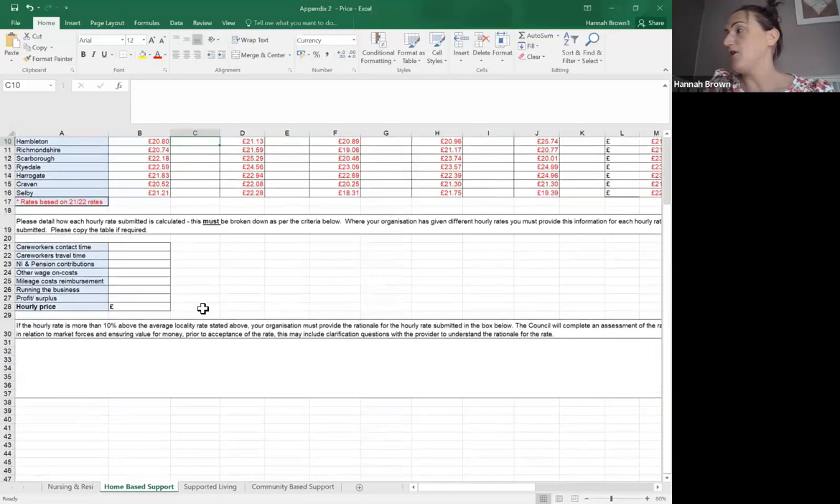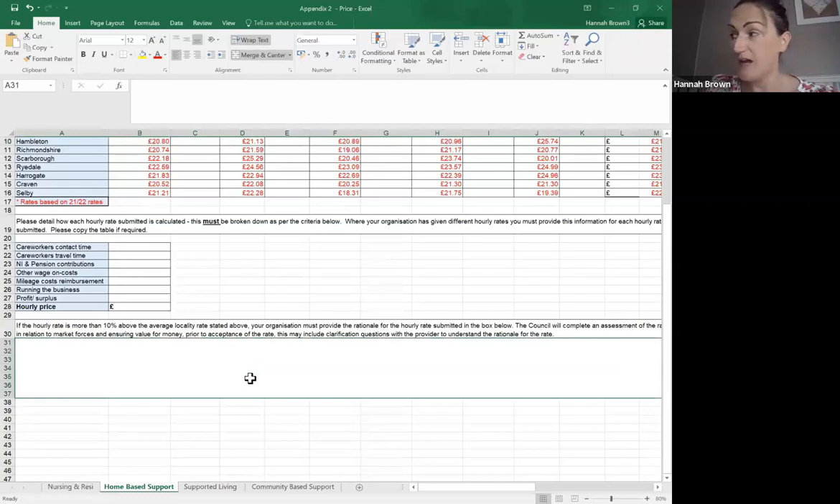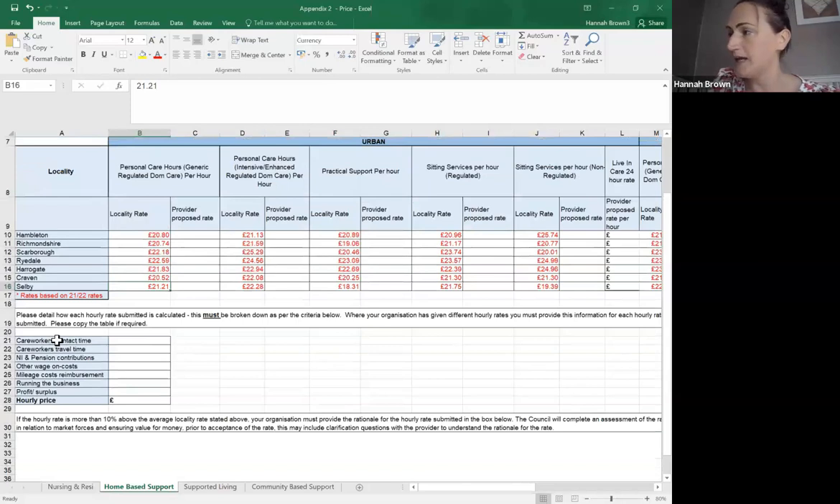Where that rate falls above 10% of the locality average, or indeed below the 10% of the locality average, we're asking you to provide a rationale of that here. So in the same way as residential and nursing, we can, as a council, complete an assessment of that rate, considering market forces, value for money and the services you're delivering. So where it falls outwith that 10% of the locality average stated in red, we're asking you for that rationale there. And again, you'll see that we're asking you to provide a breakdown of that hourly rate here.